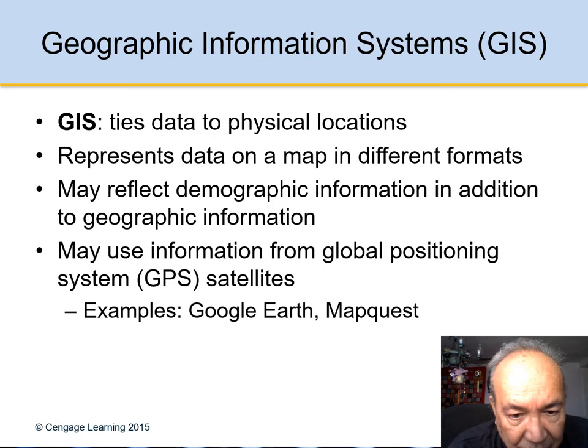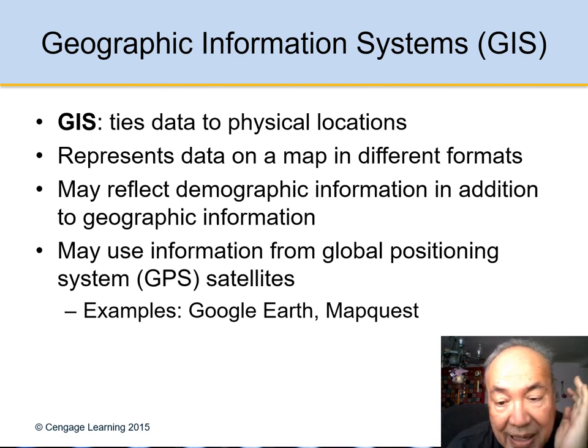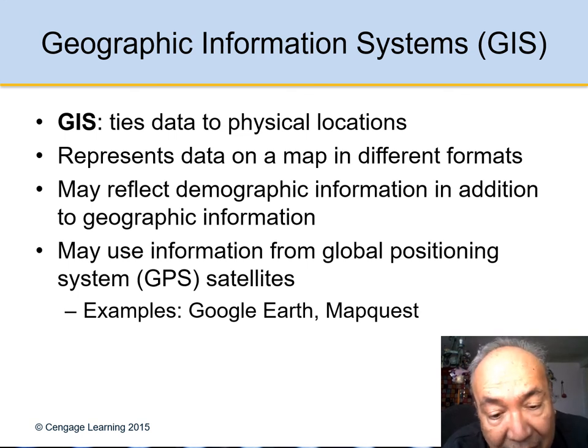Information. Now we have geographic systems, tied to physical locations. Hey, GPS, where am I? Even my phone has that right now. It may reflect demographic information in addition to geographic information. It will even tell you what time you will arrive at your destination. I'm sure you know that because you're using that every day. All cars now have GPS. I mean, all the new cars.